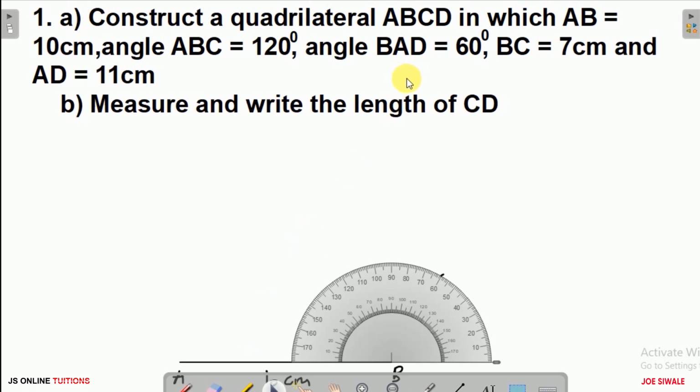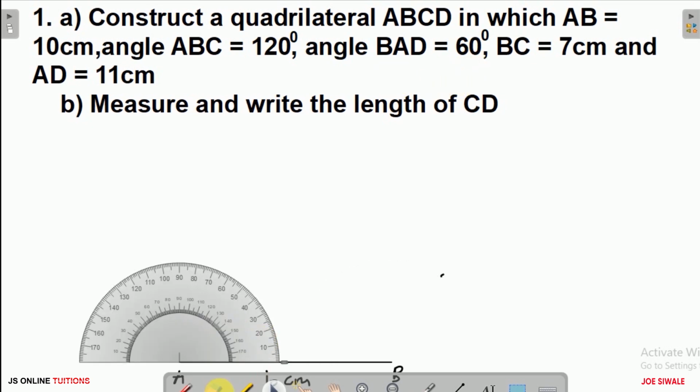Then we've been told angle BAD is equal to 60 degrees. So the angle is at point A. We're going to measure 60 degrees at point A. So we're going to say 10, 20, 30, 40, 50, 60.